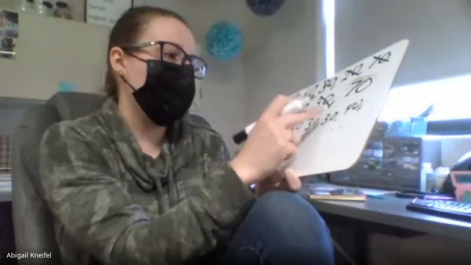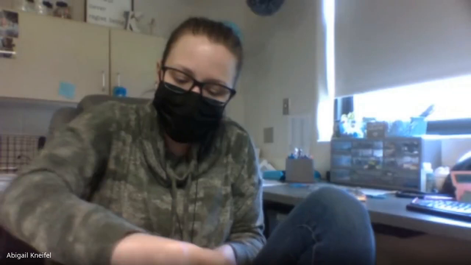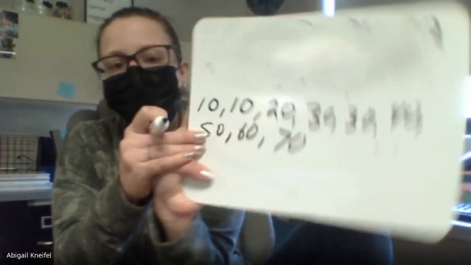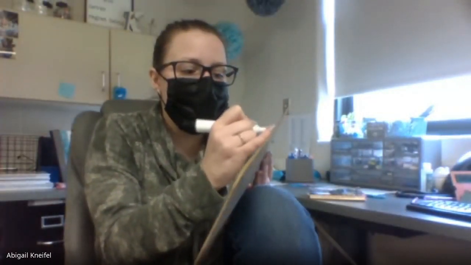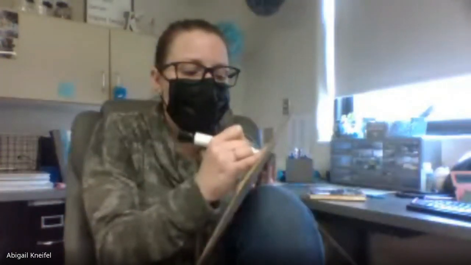1, 2, 3, 4, 5, 6, 7, 8, 9. All right, so I have my 9 numbers down. In least to greatest, it should be 10, 10, 20, 30, 30, 40, 50, 60, and 70. That should be your least to greatest, okay? We need to find the mean, median, mode, and range.